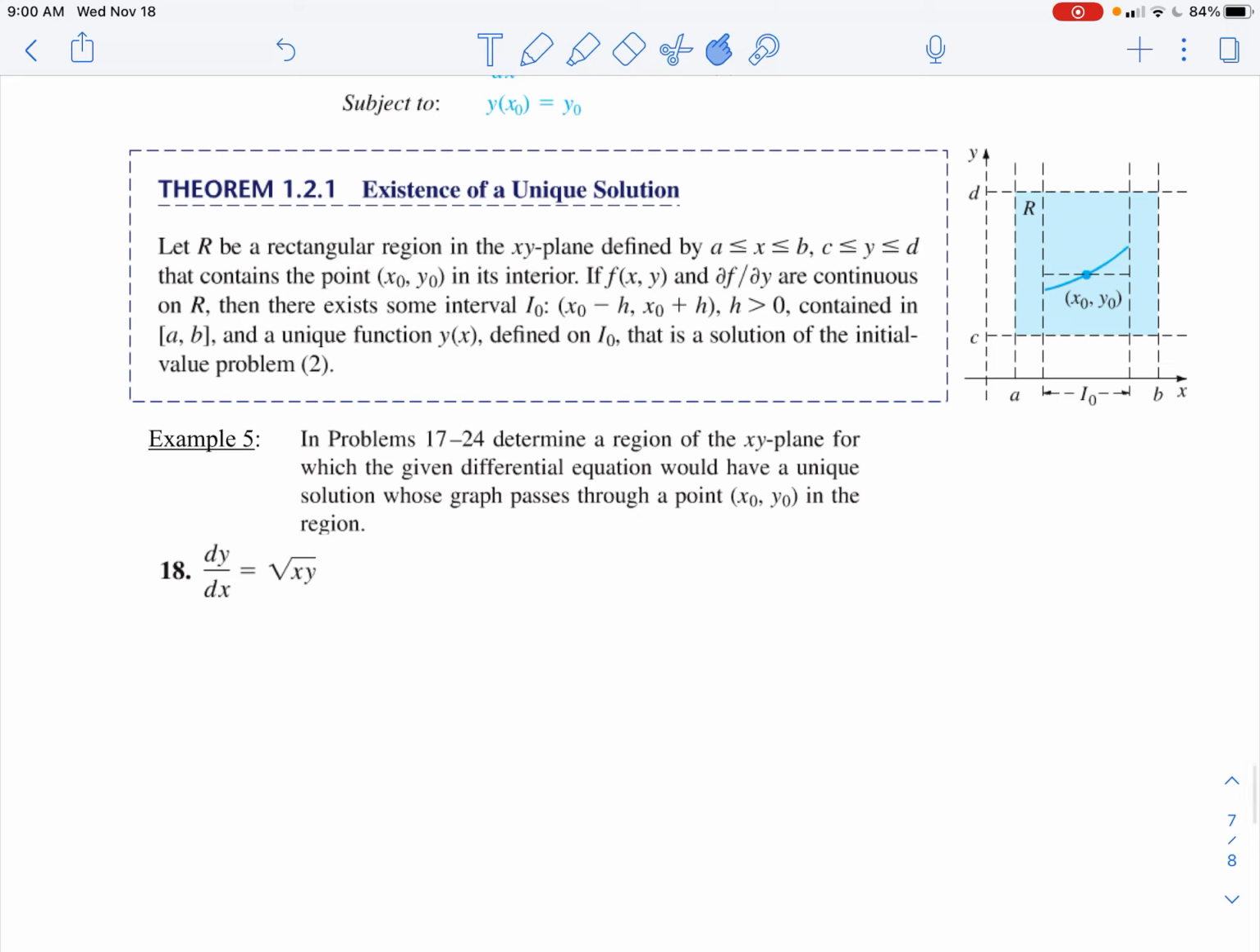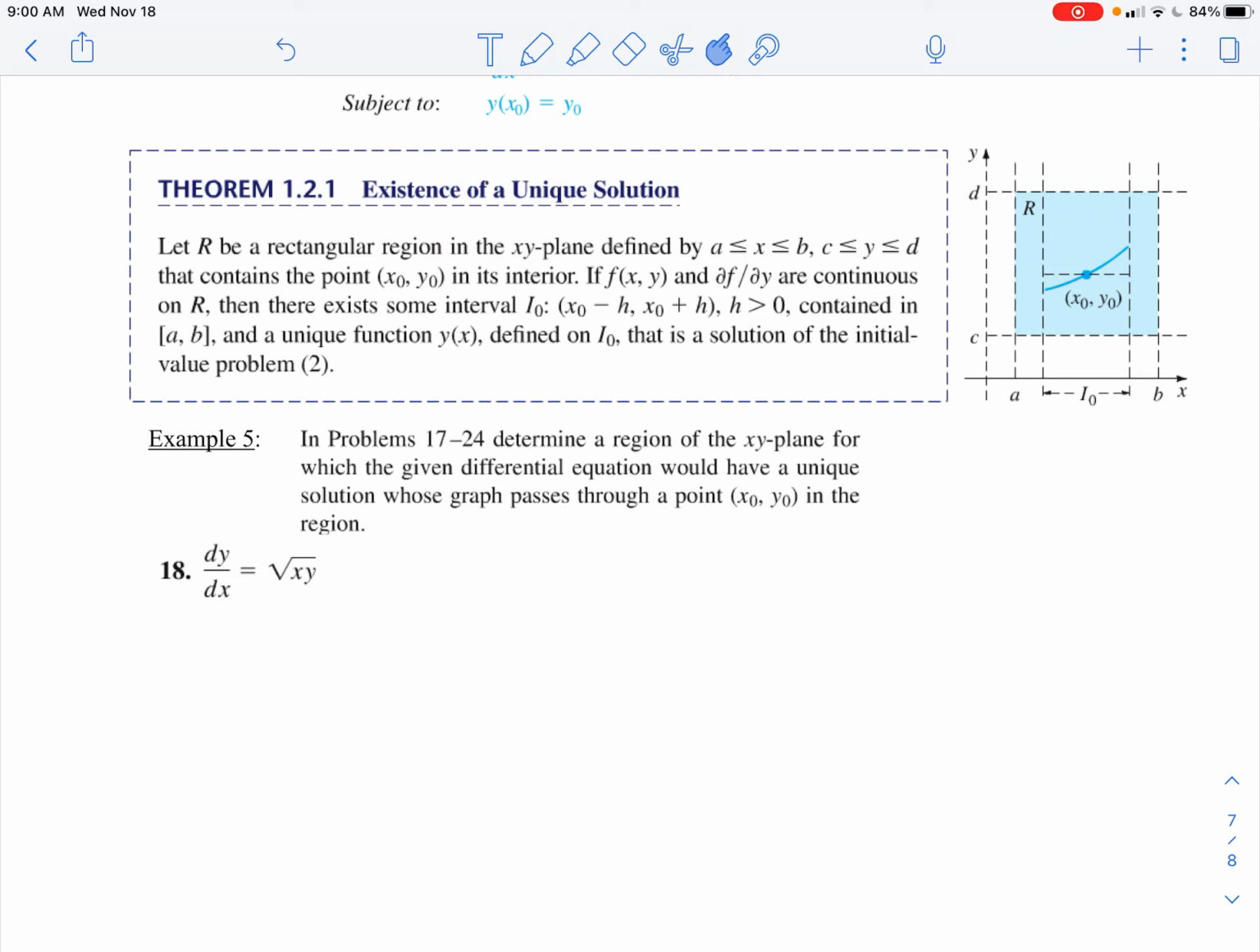And so what we're going to do is we're going to let R be a rectangular region in the xy plane defined by, and then we're going from A to B and C to D. So we're just kind of closing up our space in where we're going to be defined at. And it's going to be around a point that we have.